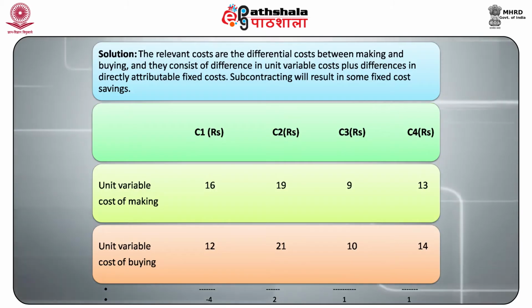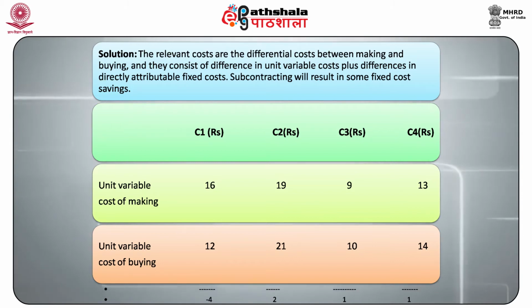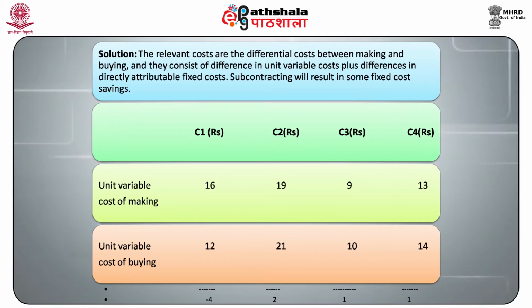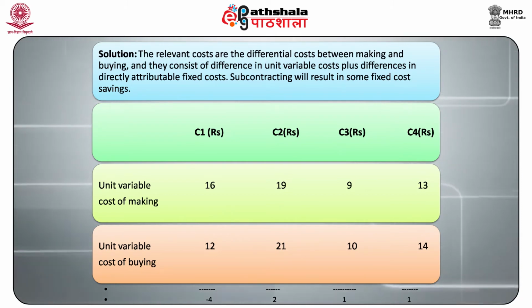The solution is as follows. The relevant costs are the differential cost between making and buying, and they consist of difference in unit variable cost plus difference in the directly attributable fixed cost. Subcontracting will result in some fixed cost saving.